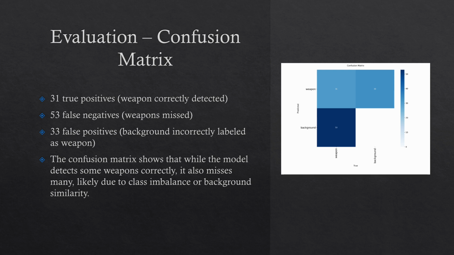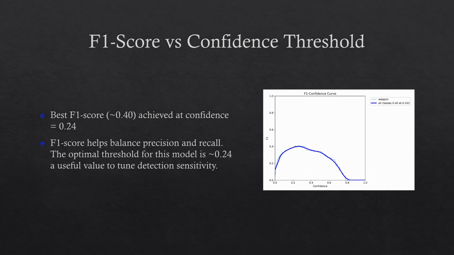Let me move on to the F1 score versus confidence threshold. This chart helped us find the sweet spot for our model's confidence threshold, that is the middle, not more, not less. That's the level at which the model says, yes, it is a weapon.